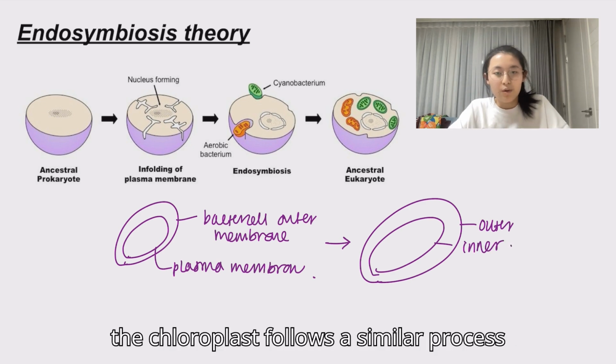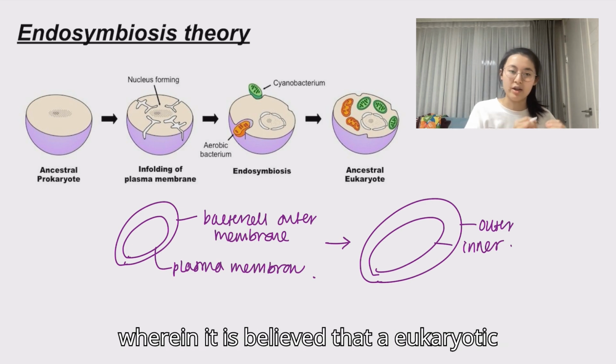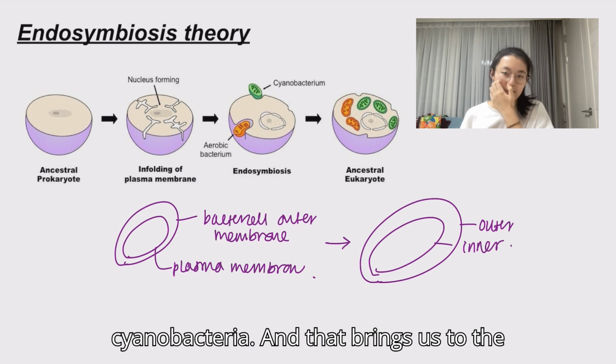The inception of the chloroplast follows a similar process, wherein it is believed that a eukaryotic cell engulfed a photosynthetic cyanobacterium. And that brings us to the end of this video.